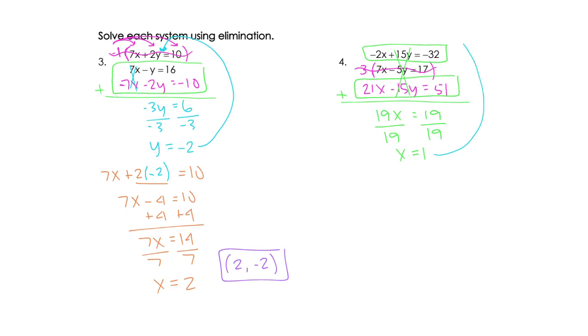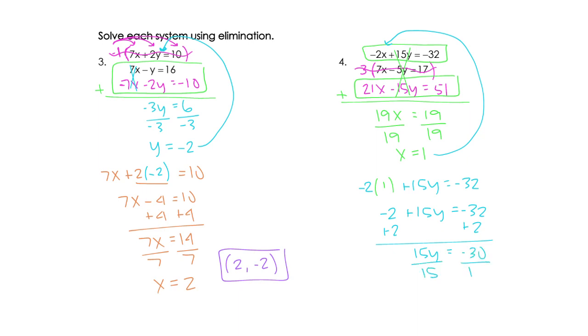Then from here, I'm going to go ahead and plug this back into the top equation. So then we have negative 2 times 1, plus 15y equals negative 32. Multiply negative 2 and 1, and we get negative 2 plus 15y equals negative 32. Add 2 to both sides, and we get 15y equals negative 30. Divide both sides by 15, and y is negative 2. So then our final answer here would be 1, negative 2.